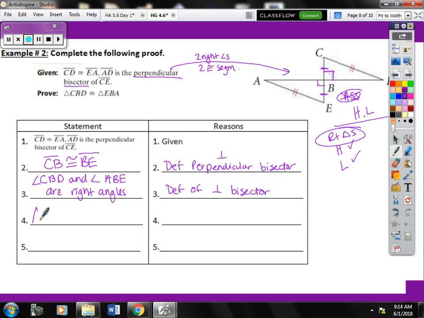So we'll say triangle CBD and triangle EBA are right triangles because they have a right angle in each of them. This again is the definition of a right triangle. This is the step that a lot of you will forget. You'll actually tell me that the angles are congruent, which is not wrong, but you have to have this in there also. So if you wanted to have both things just to be safe, you could. And then now we have all three elements met, therefore the triangles are congruent by HL.